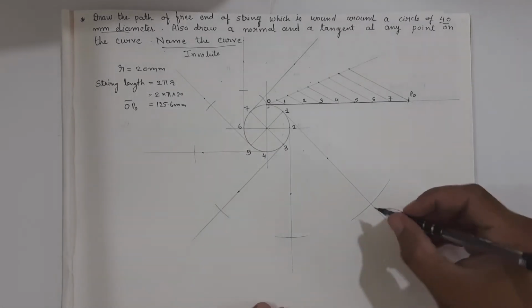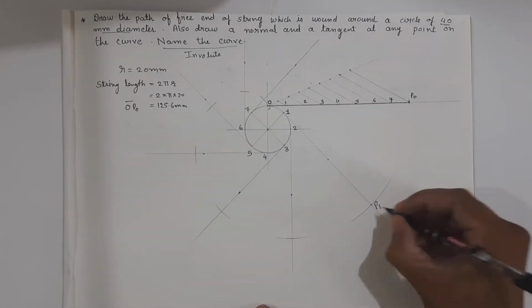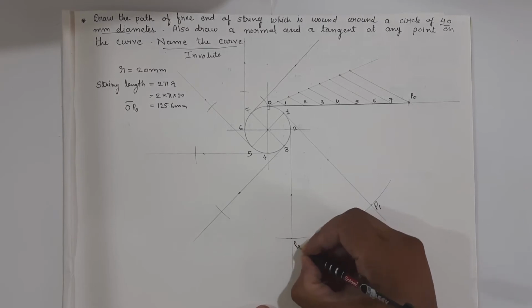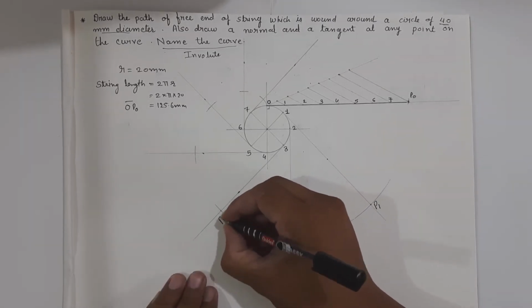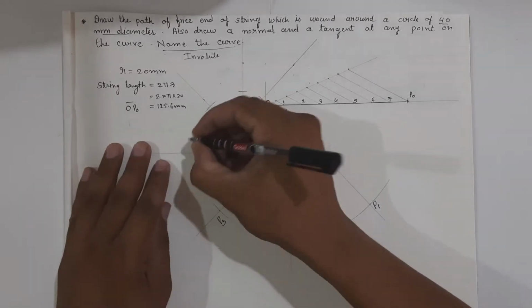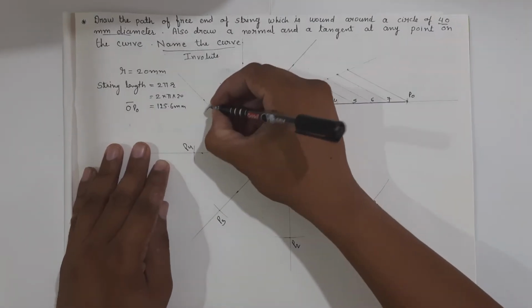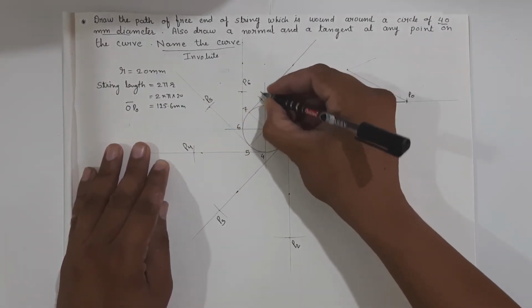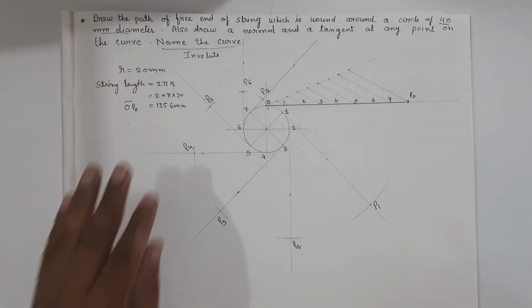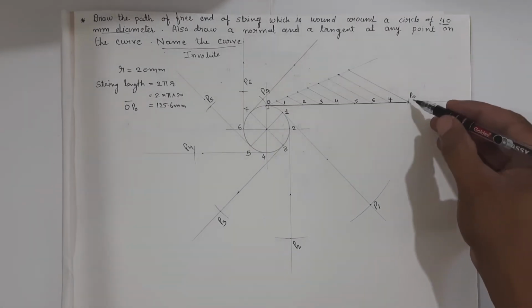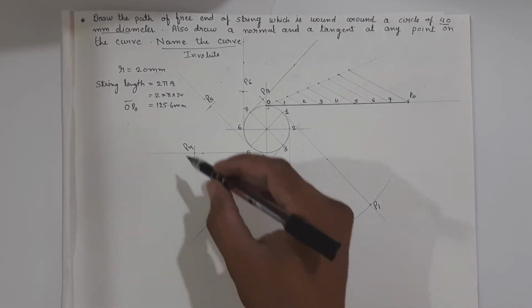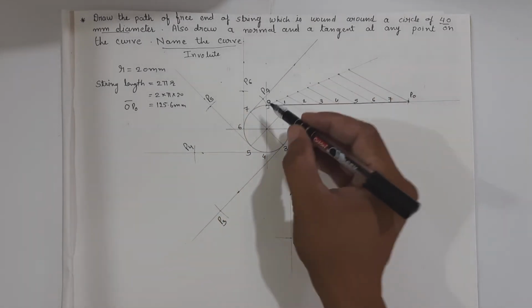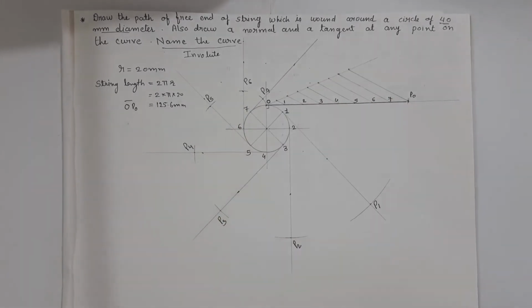So this is P1, P2, P3, P4, P5, P6 and P7, and this is 0 point. Now draw the freehand curve passing from P0, P1, P2, P3, P4, P5, P6, P7 and up to 0. That curve will be an involute of a circle.